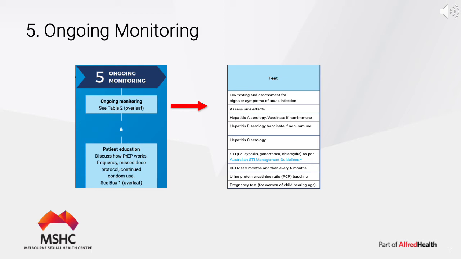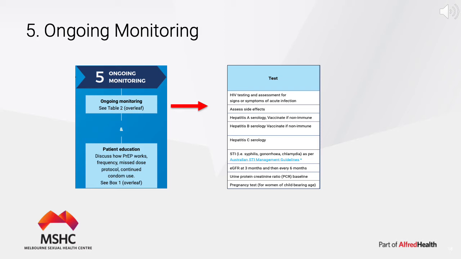Okay, so basically, at baseline, we do an eGFR and we repeat it at 3 months, and then thereafter we could do it every 6 months. We need to do a urine protein creatinine ratio because it is a leakage of protein that we are concerned about. And in women, because they're having condomless vaginal sex, they're at increased risk of pregnancy. So pregnancy tests should be done at each visit as well.